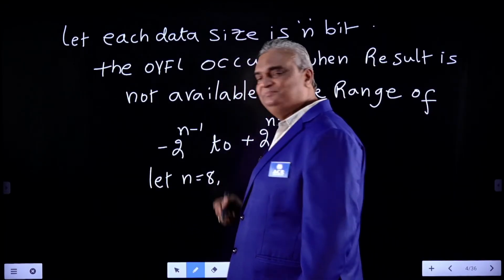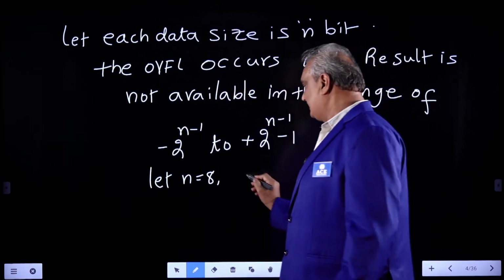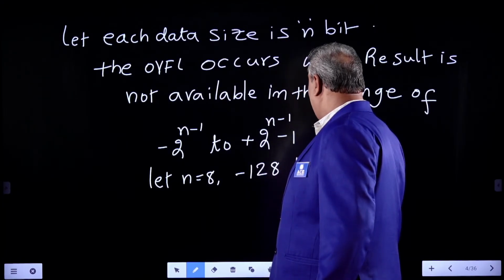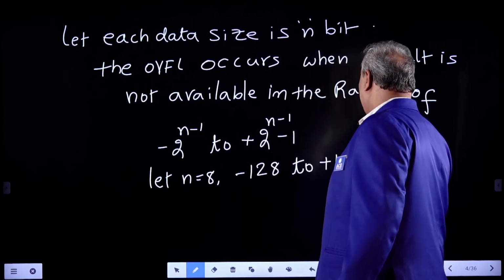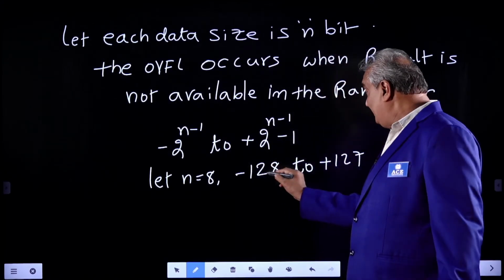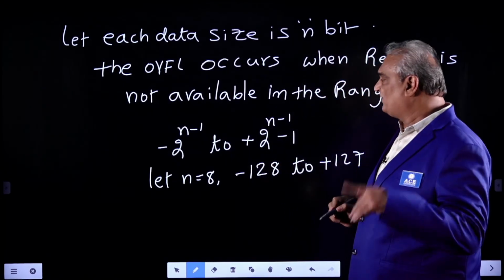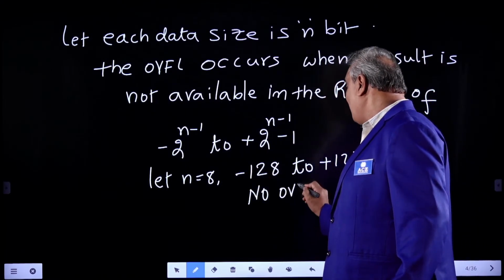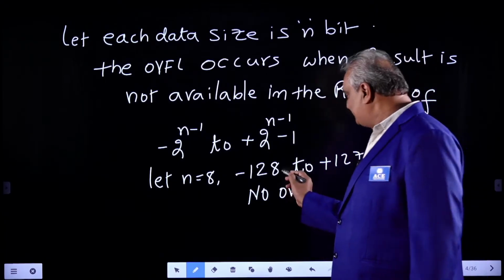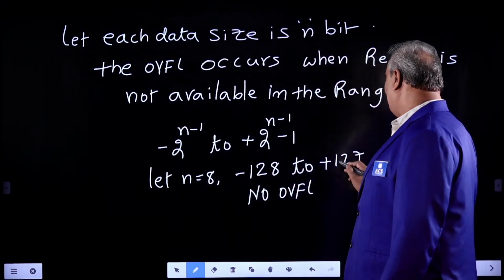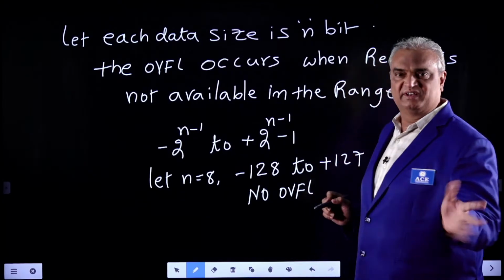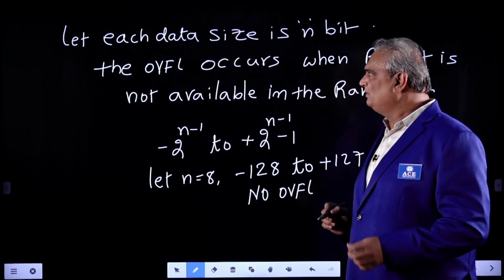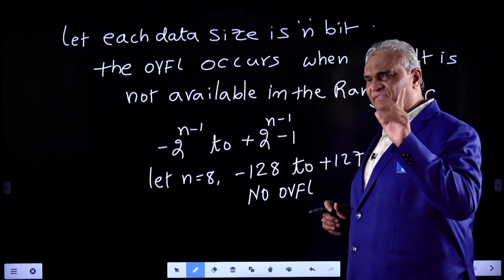The overflow does not occur when the result is between -128 and +127. When the result is between -128 and +127, after adding two 8-bit data, overflow does not occur. Overflow occurs when the result is less than -128 or greater than +127. These three concepts are sufficient to solve overflow questions. Overflow is a very, very important concept.